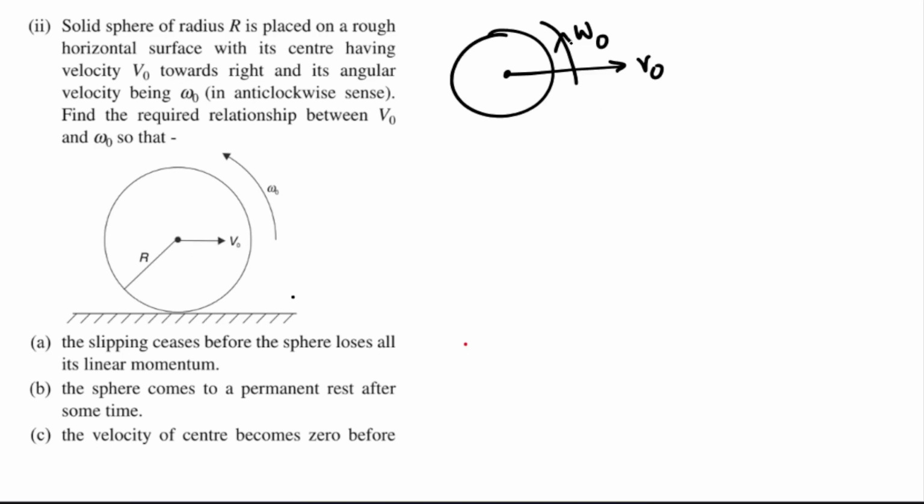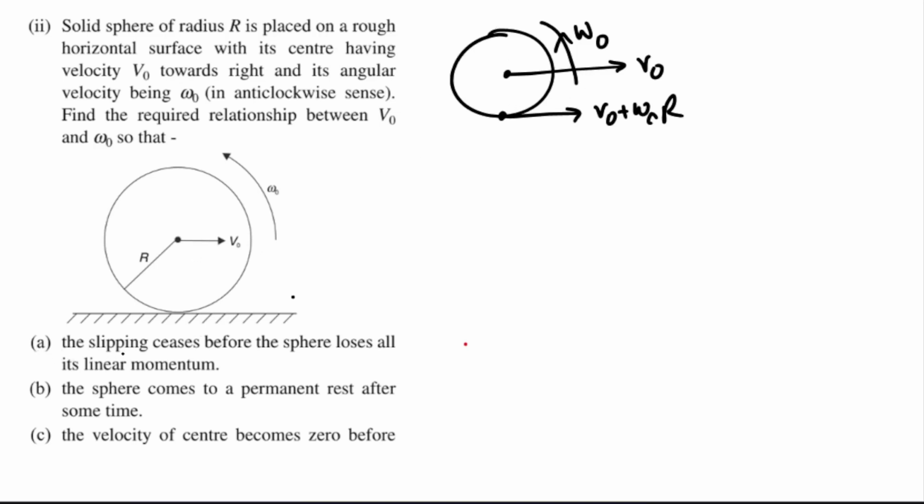Done it? So if you check here, because of translation and rotation, the bottom point will have velocity in this direction. So v naught plus omega naught r. We don't know the relation between v naught and omega naught. We don't know if they are equal or unequal, greater or smaller. We know nothing about that, right? We just know they have velocity in this direction, angular velocity in this direction. Then they are gently kept on the surface.